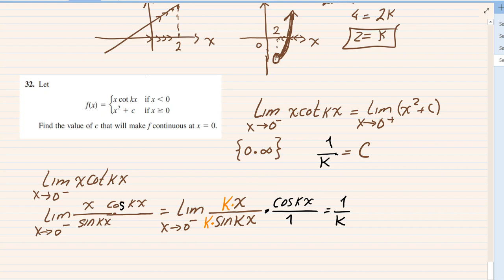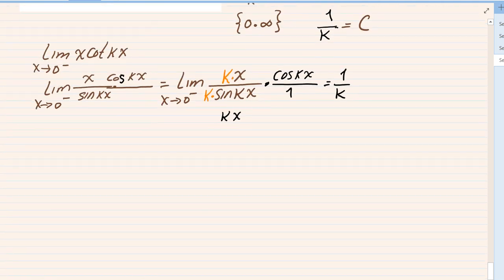Only kx over sine kx. That limit approaches 1. You still have k in front, right? This k is what this k is. Alrighty, we're good with this one.